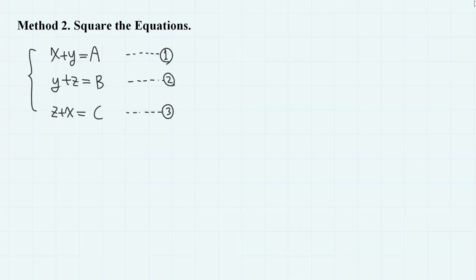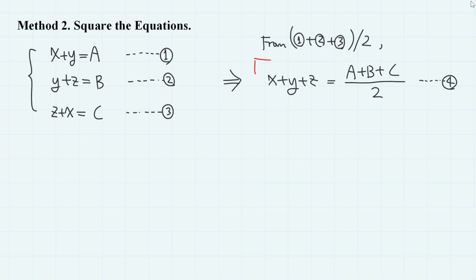The second method is quite similar to the first method, but here we will not obtain individual expressions for x, y, and z. We will still use this equation 4 though.